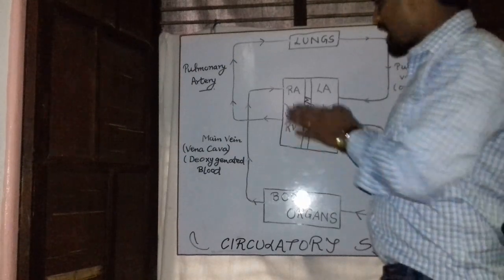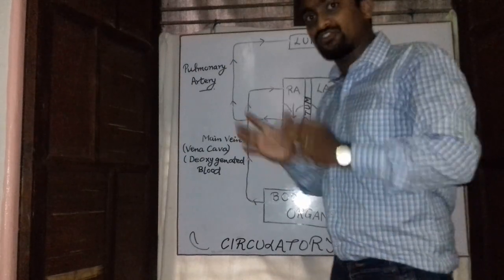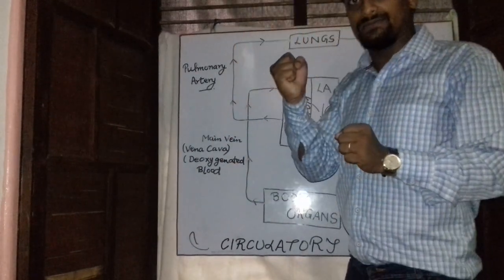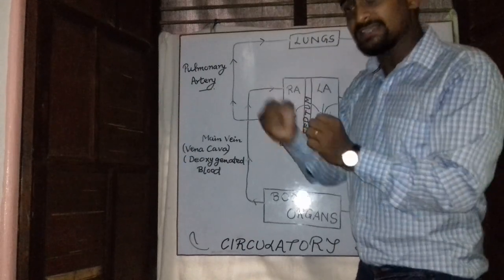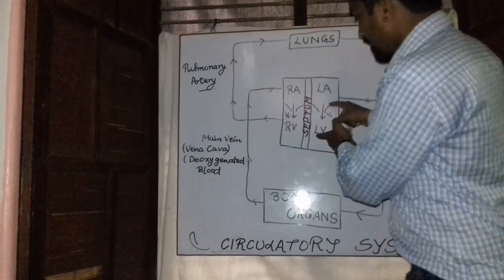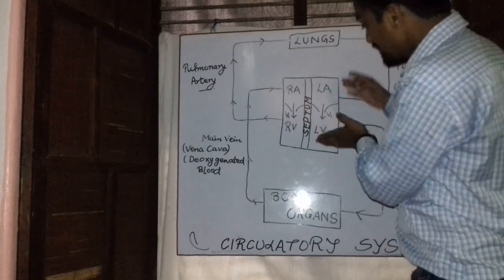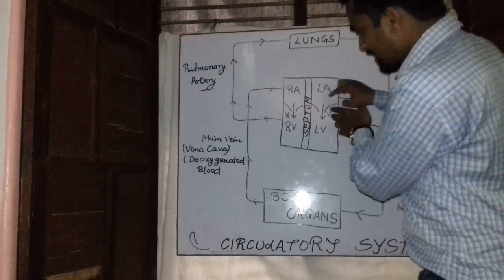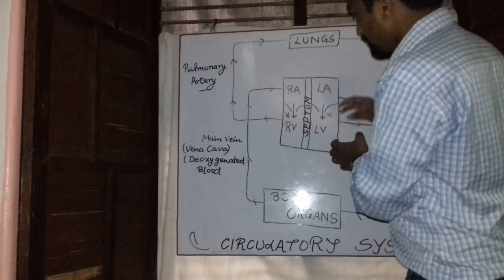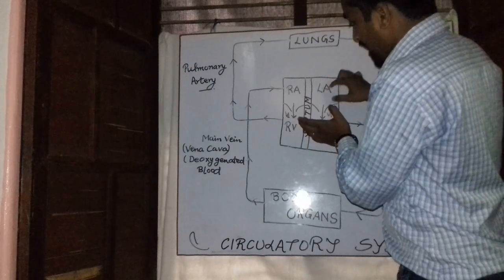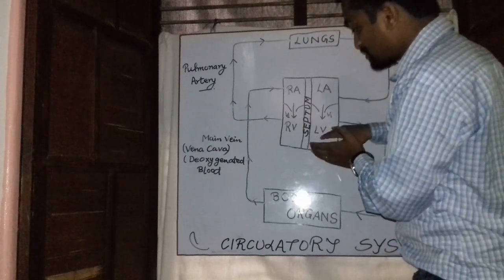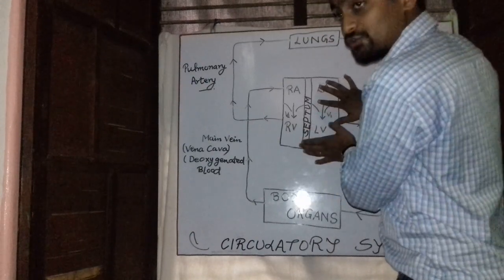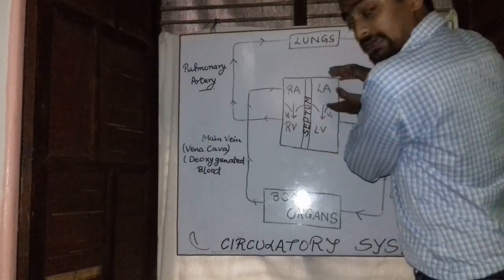Now, as soon as the blood enters the left atrium, the atrium contracts. When the atrium contracts, it squeezes the blood into the left ventricle. Now here a valve is present. As soon as the blood from the left atrium enters the left ventricle, this valve V1 closes. Why does this valve close? So that the blood does not go back into the left atrium.